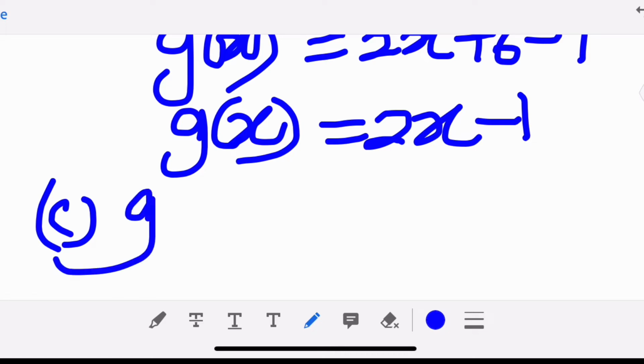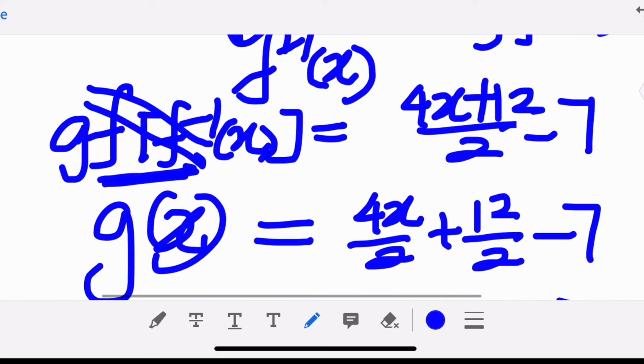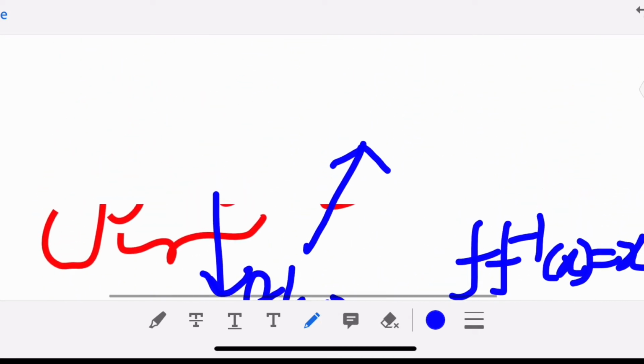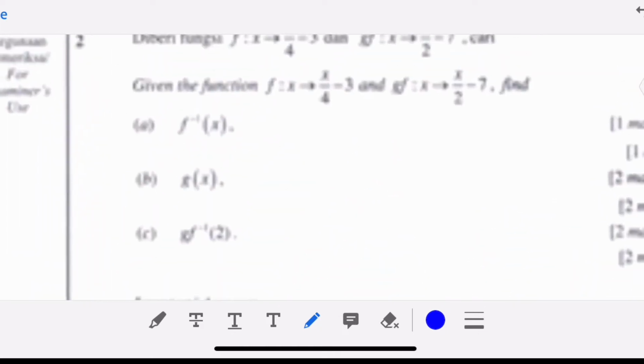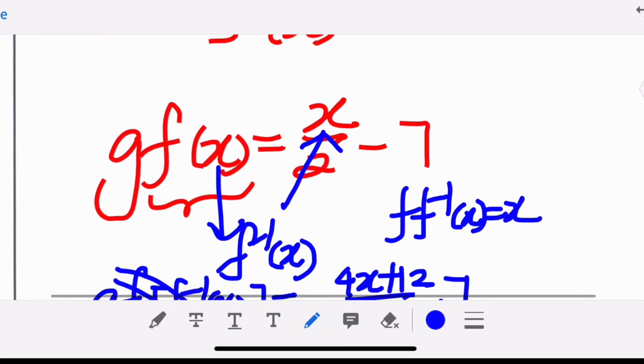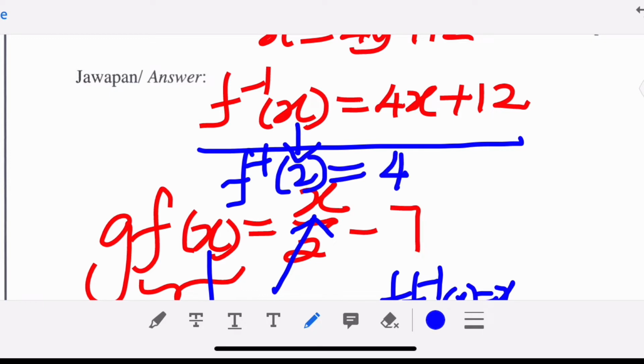We're asked to find g(f inverse of 2). Okay, what's the answer? We have to refer to our inverse function f just now, isn't it? Our inverse function is here. So we substitute the 2 inside here. We have 4 times 2 plus 12, right? Which is 8 plus 12, which is 20.